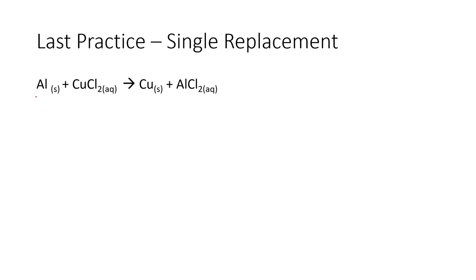This is one we did in class with the aluminum foil in the copper chloride, and so it will undergo a reaction. We don't have to worry about the reactivity series, although you could use that to check and see that aluminum is in fact more reactive than copper. But go ahead, try this one out.